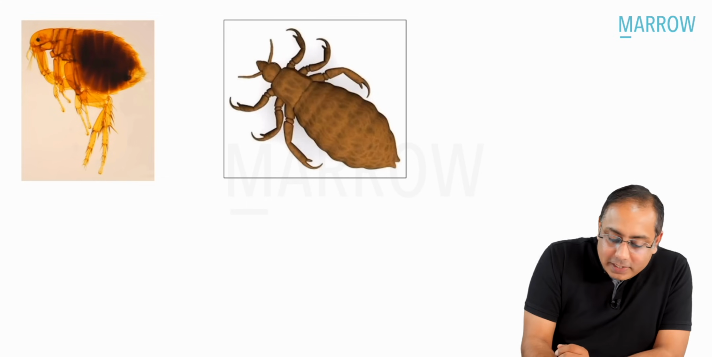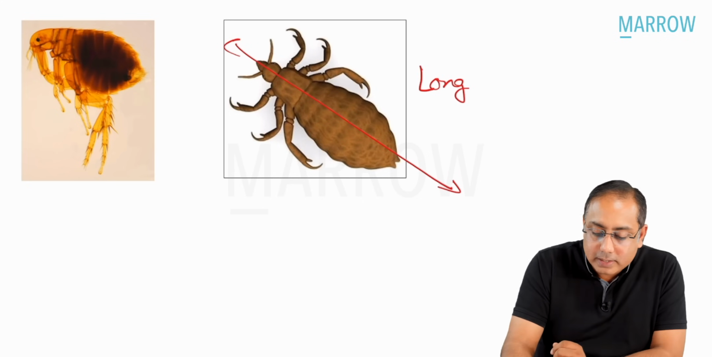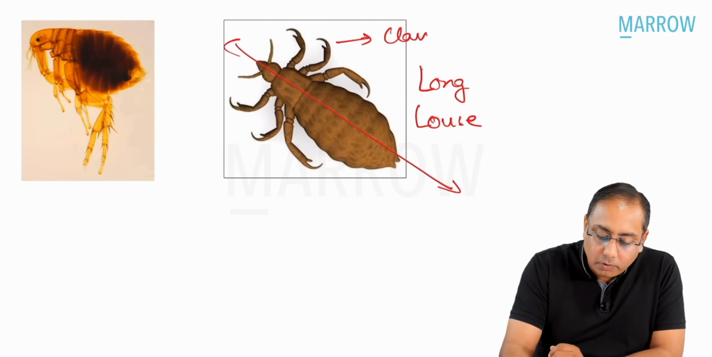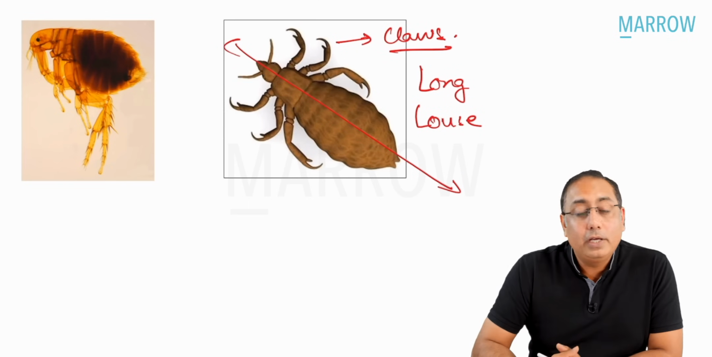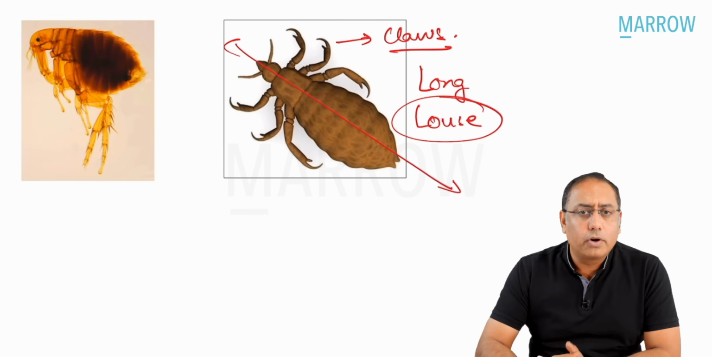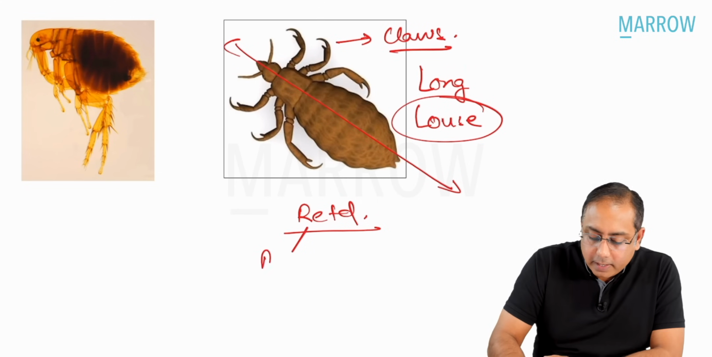Whenever you see an insect which is elongated, long, remember long insect, it is called a louse. It will always have claws on it. So there will be claws on it. It is called a louse. Louse-borne illnesses, there are a lot of louse-borne illnesses. You can remember it by RETIRED.